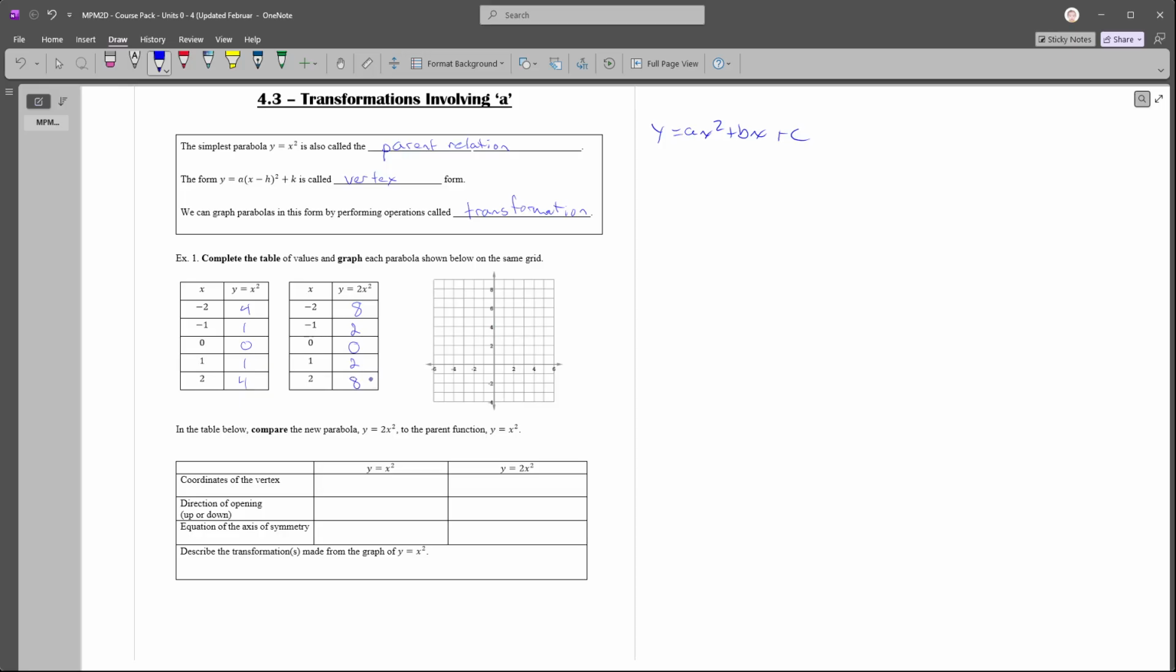All right. Let's take a look at that graph and see what it looks like. Let's graph the parent equation first. So we have negative 2, 4, all the way up here. And then we have negative 1, 1, 0, 0, 1, 1, and 2, 4. This is what the parent equation is always going to look like.